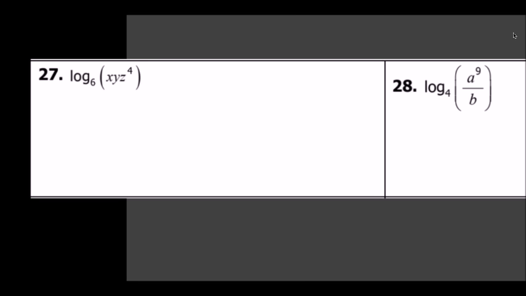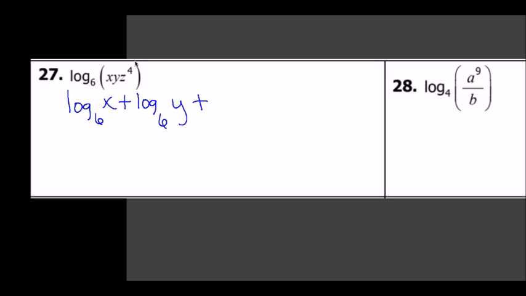What do I do? How many things do I have in my parentheses? 3. So I have to break it up into 3 logs. What operation's going on? Multiplication, so addition. So you have log base 6 of x plus log base 6 of y plus log base 6 of z.